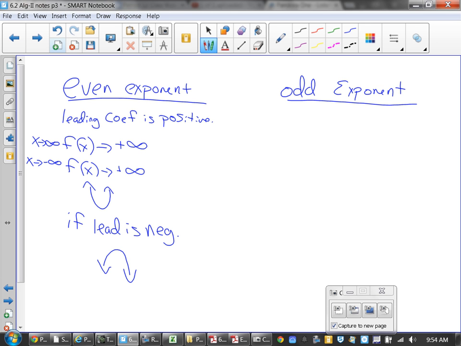When you get into your odd functions, this is where it gets to be kind of fun. When you have an odd exponent and your leading term is positive, it's going to do this. Like a snake, you're trying to play snake.